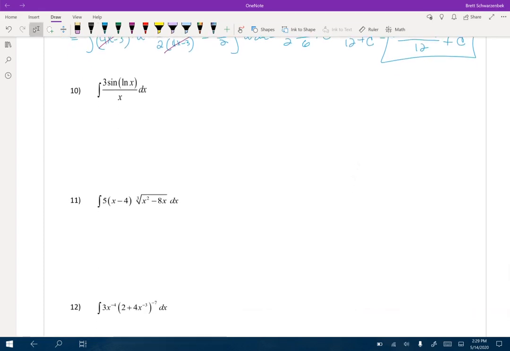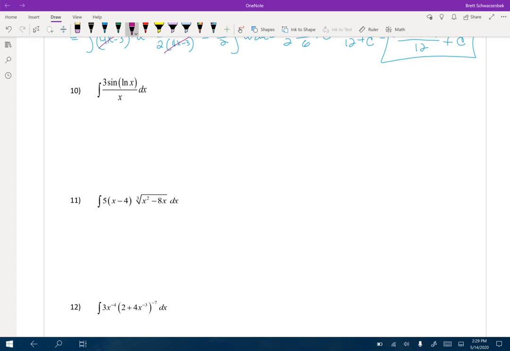Number 10 is the type of problem that really will give students the shakes. They'll look at this problem and go, what is happening right now? So, 3 sine of the natural log of x all over x times dx. Okay, so lots going on here. Doesn't look very fun, but the key is you want to follow your instincts.